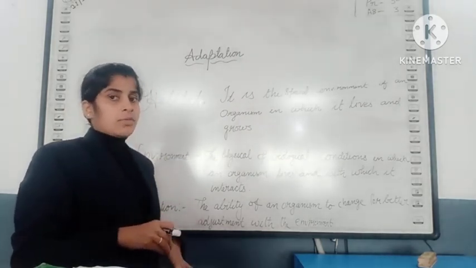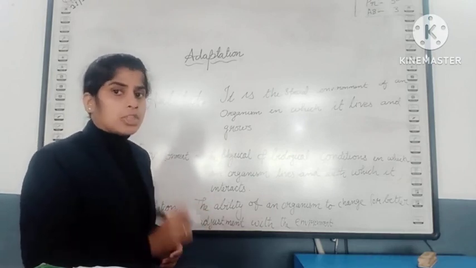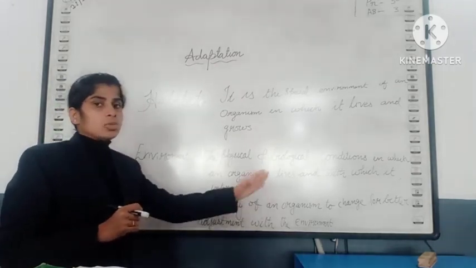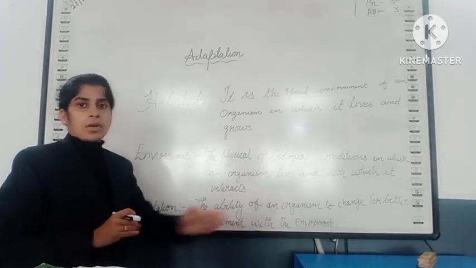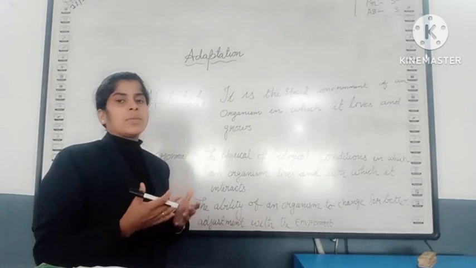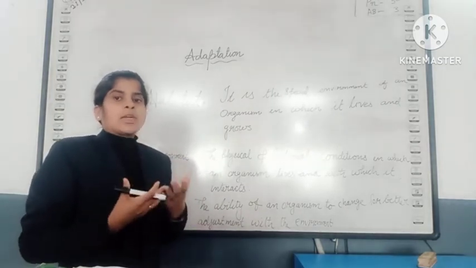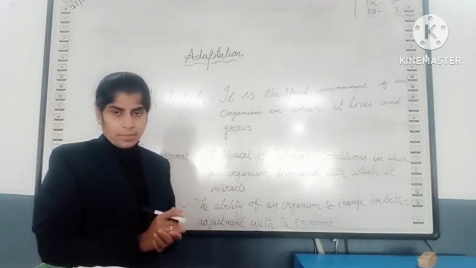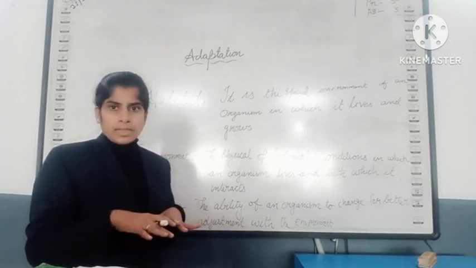Now we are going to discuss adaptation. What is adaptation? Adaptation is the ability of an organism to change for better adjustment with the environment. Just think, we are living in a hill area. Our body automatically adapts to that environment, the climate. So that is adaptation. We know that we are living on land now.